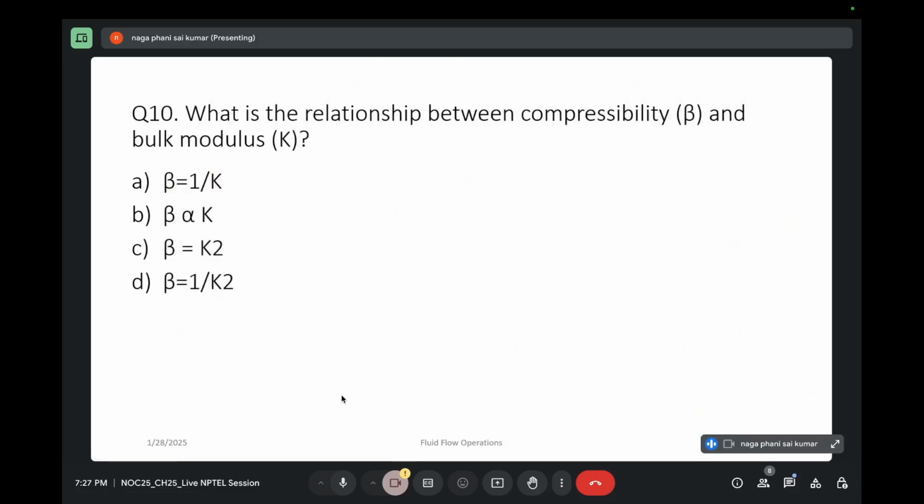Coming to the 10th question, what is the relation between compressibility and bulk modulus? Option A, 1 by K, inverse relation; directly proportional; K power 2; or 1 by K power 2. What is the relation between compressibility B and bulk modulus K? It will be an inverse relation, 1 by K.